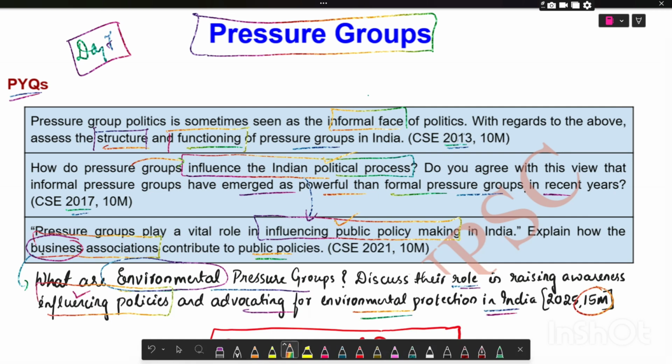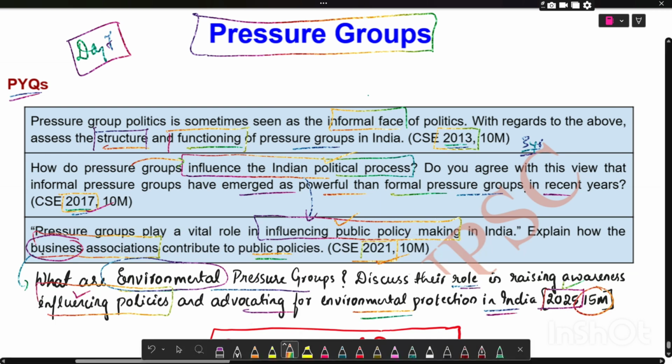Now, you can identify the pattern. The question on pressure groups was asked in 2013, 2017, 2021, and 2025. There is exactly a 3-year gap between them. There is a pattern that UPSC asks a question on pressure groups after every 3 years. Now we'll see what we need to remember to write an answer on pressure groups.